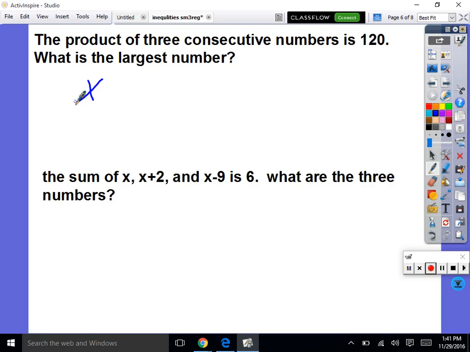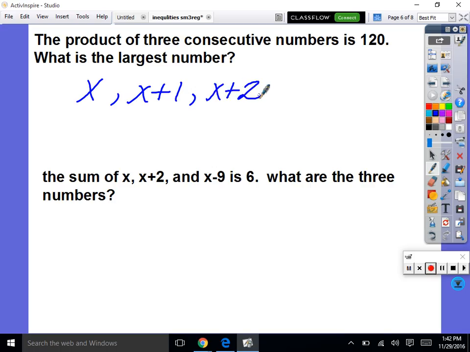So our next number would be X plus one more. One more than this, correct? A consecutive. And then our third number will be 2 more than X. Does everybody understand how that makes them consecutive? 2, 3, and 4. Okay. So X plus 2 is our third consecutive number.